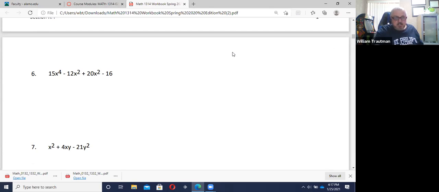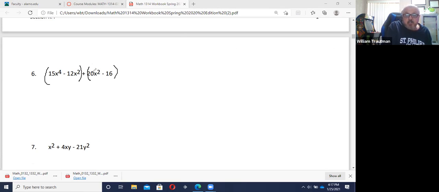Let's do number 6, 4 terms. Group the first 2. Group the second 2, except there's a plus sign. The third term is positive, so even if you would put a parentheses there, it's still positive. So we put a plus sign between it. A 3 factors out of here, and an x squared. You see the lowest power is x squared, and between 15 and 12, a 3 factors out. When I divide each of these by 3x squared, I get 5x squared minus 4.